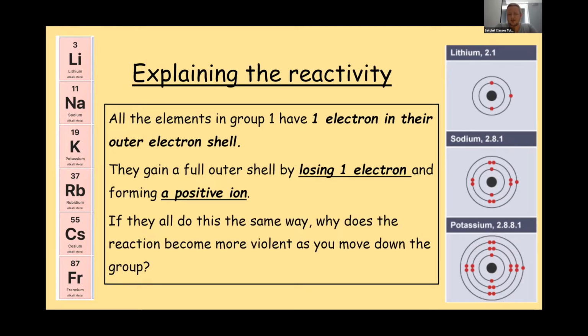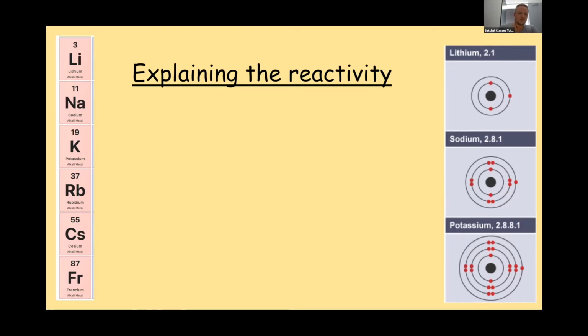Now the thing is, if they all do this the same way, why then is it more violent for potassium? Why does potassium react faster than lithium? And it's all to do with the size of the atom. So let's take a look.